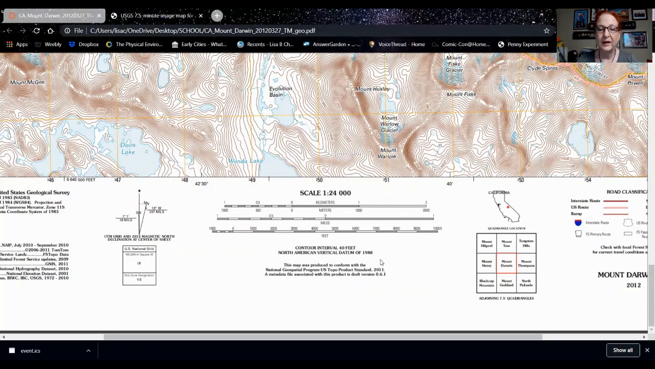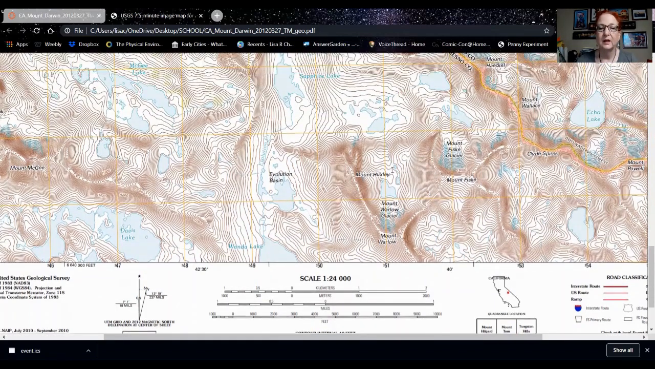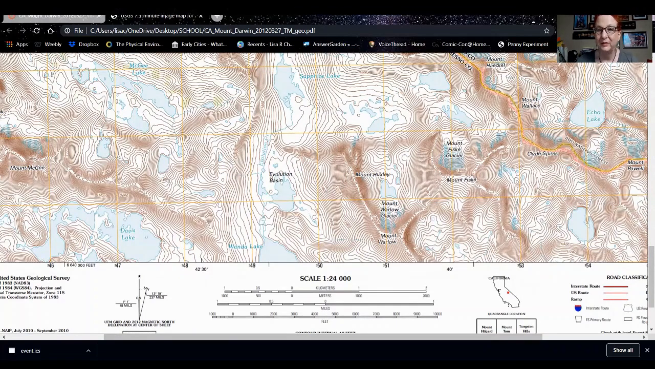And then below that you have the contour intervals. And the contour interval on this map is 40 feet. What does that mean? That is these brown lines. You can see my cursor going back and forth. These brown lines, every line represents 40 feet between each one.